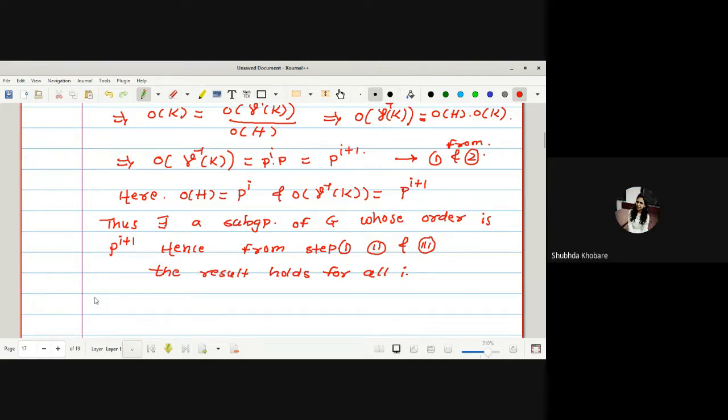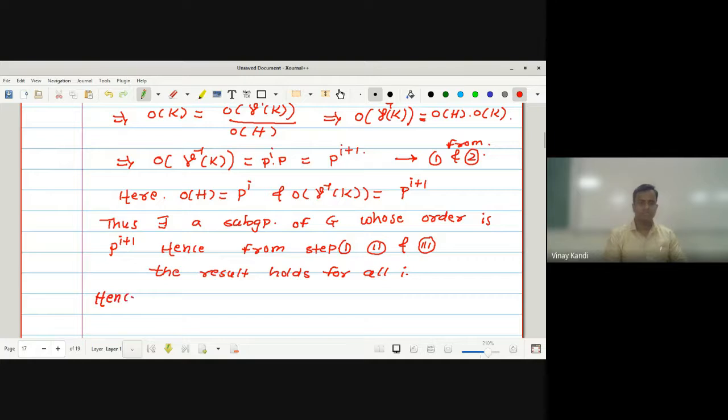Hence, G contains a subgroup. Okay, G contains a subgroup of order P raised to I for each I, where I running from 1 to n. Okay, any doubt?